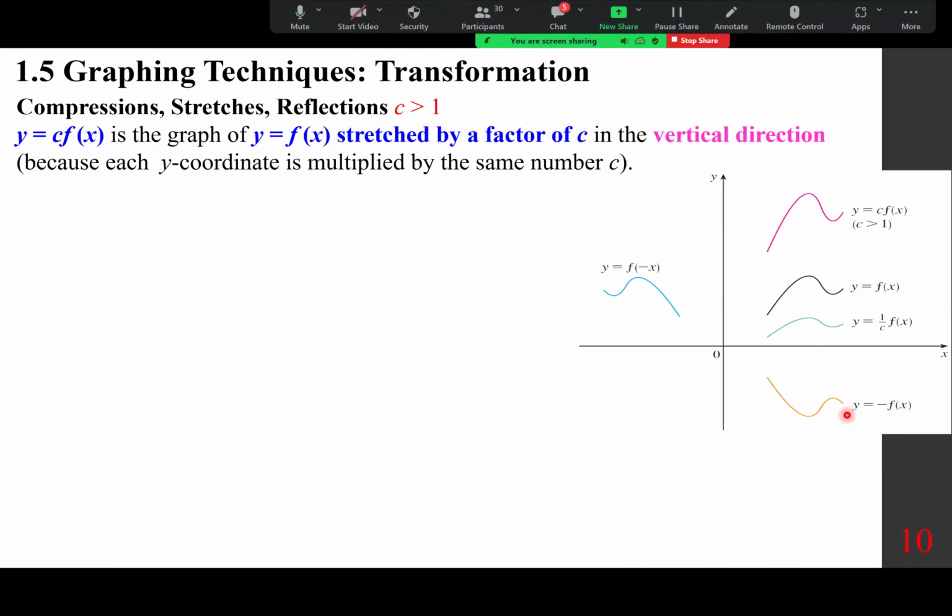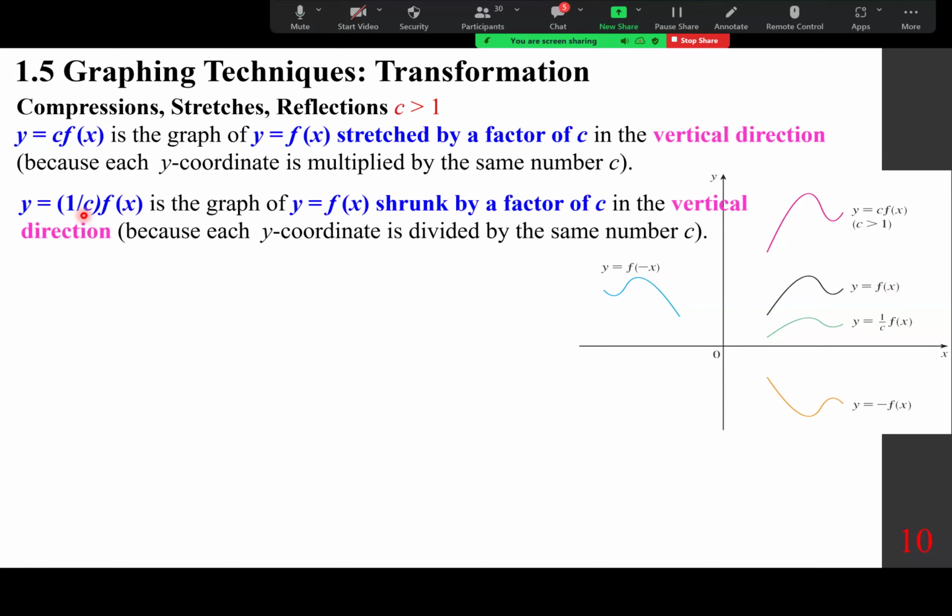Minus f of x, that means reflection with respect to the x-axis, because you're changing the y from positive to negative, for example. If you look at f of minus x and you change the x to minus x, that is reflection with respect to the y-axis. So 1 over c times f of x is the graph of y equals f of x shrunk by a factor of c in the vertical direction, because each y coordinate is divided by the same number.